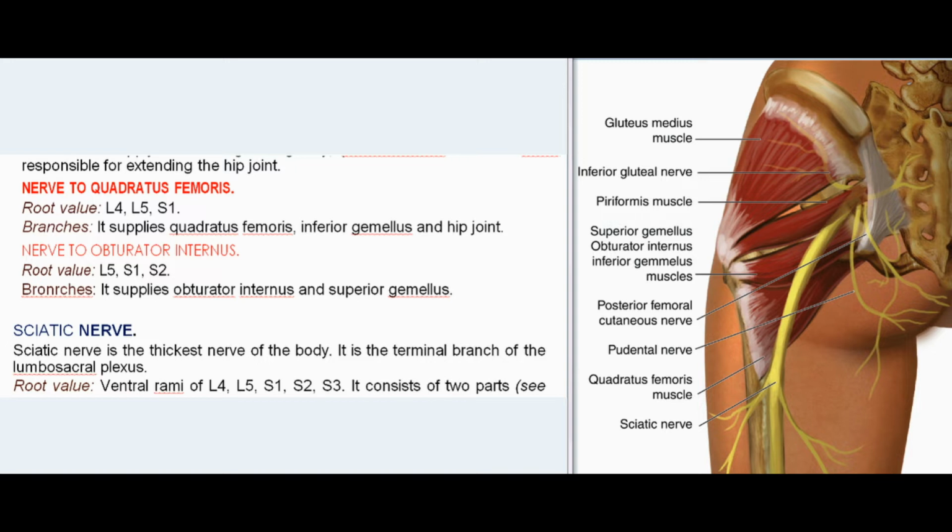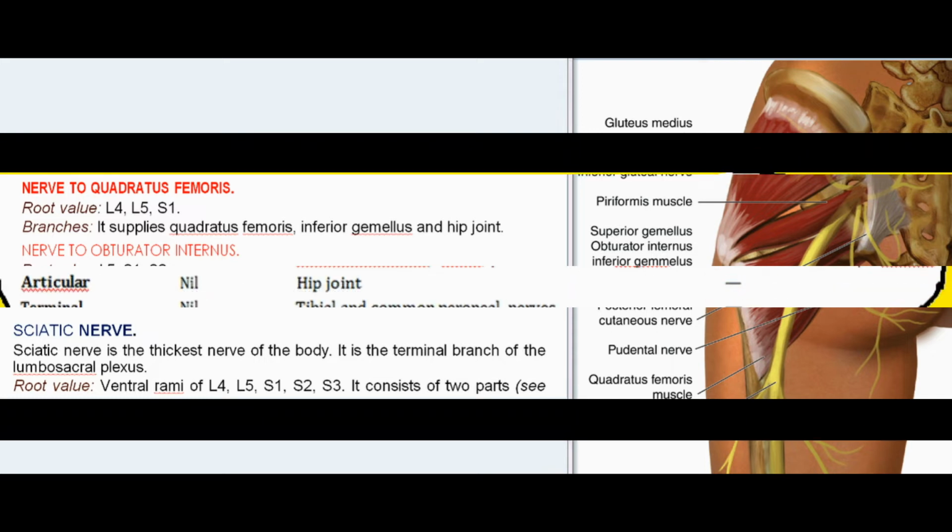Sciatic nerve. Sciatic nerve is the thickest nerve of the body. It is the terminal branch of the lumbosacral plexus. Root value: ventral rami of L4, L5, S1, S2, S3. It consists of two parts, see Figs 5.6 and 5.14.